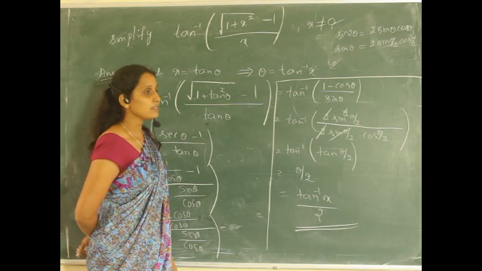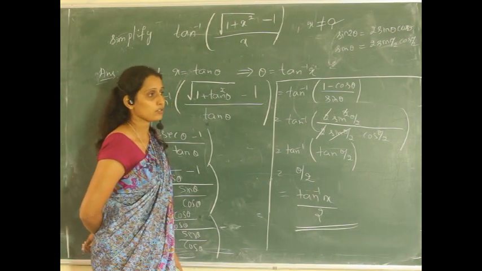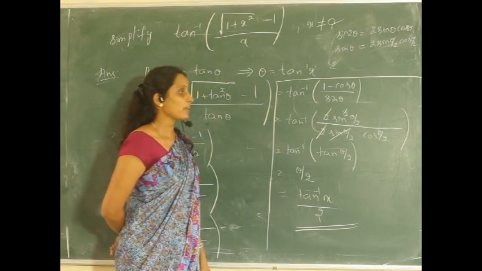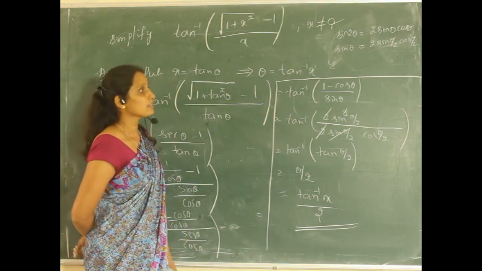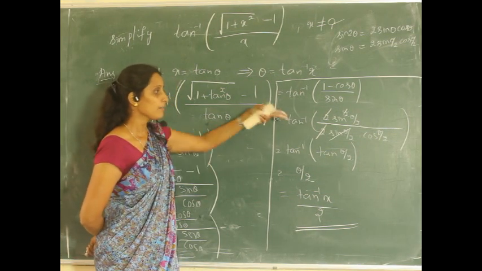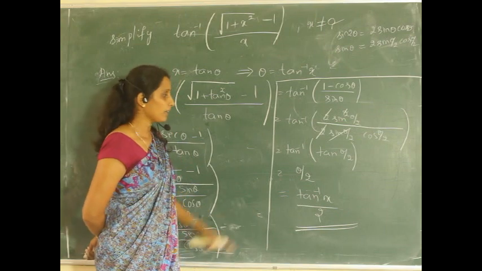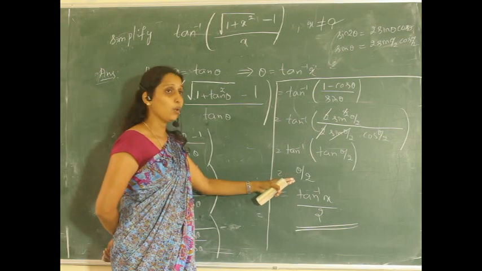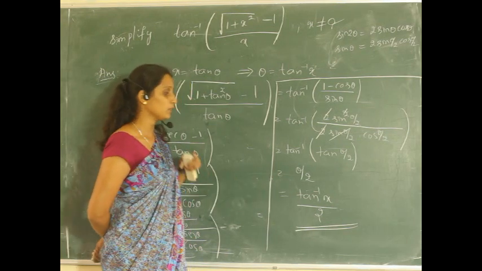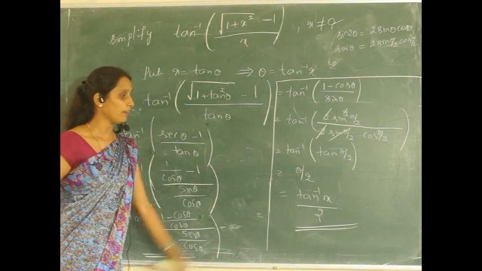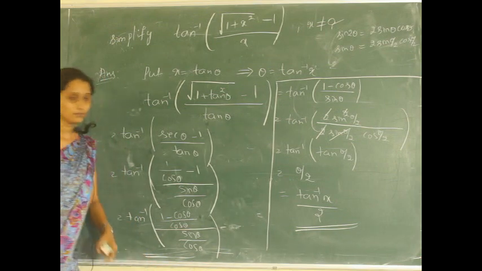Again from the formula of cos 2 theta and sin 2 theta, 1 minus cos theta is 2 sin square theta by 2 and sin theta is 2 sin theta by 2 into cos theta by 2. 2 can be cancelled, sin and sin can be cancelled, we are getting tan inverse of tan theta by 2. So tan inverse can be cancelled, we are getting only theta by 2, but theta is tan inverse x, so tan inverse x by 2. So this is the simplest form of the given function, tan inverse x by 2.